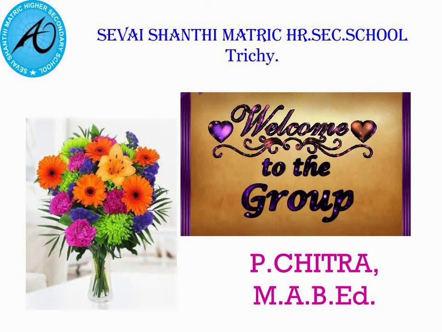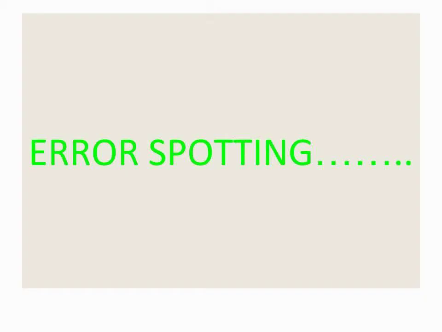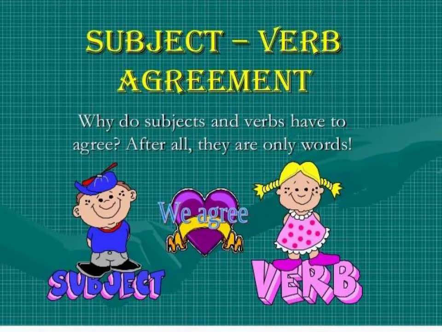Today, we are going to learn English grammar, and the topic is error spotting. Error spotting means in a given sentence, you should find out what the error is so that you can score full marks. The first topic in error spotting is subject verb agreement.